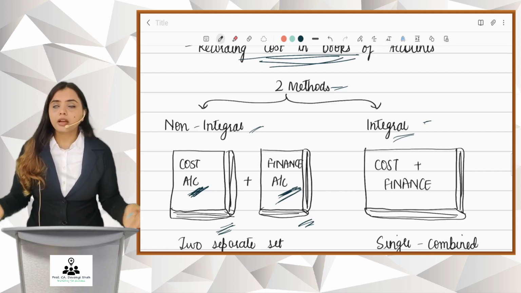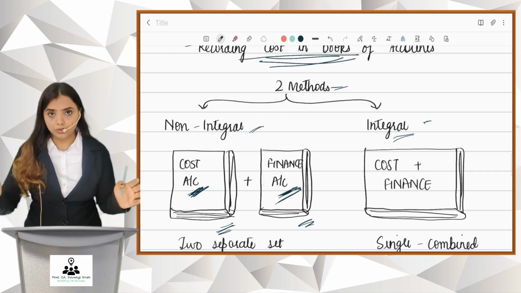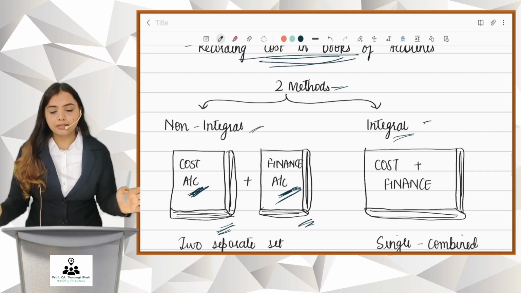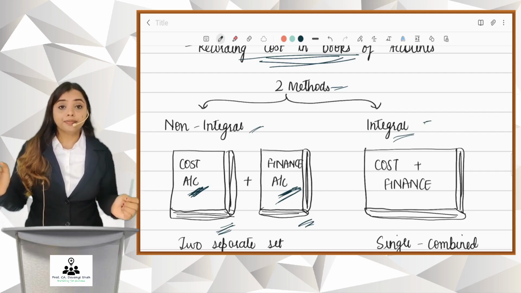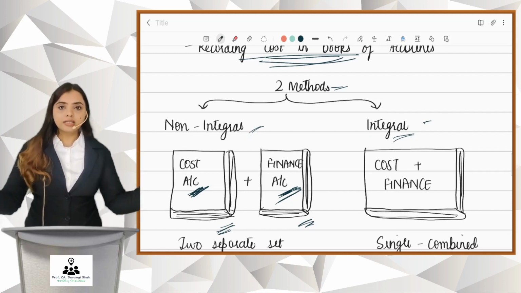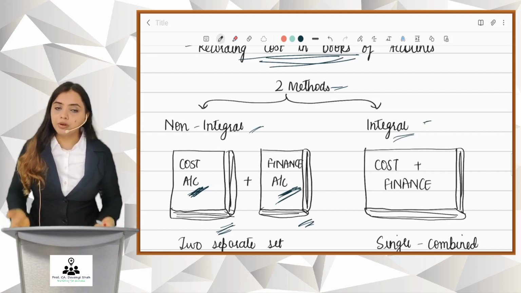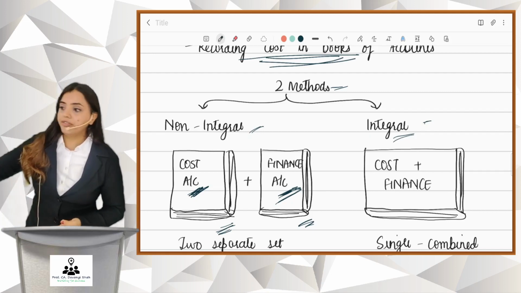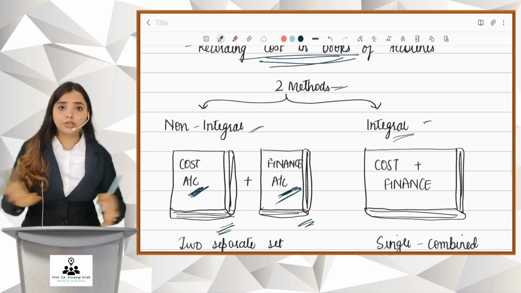Got it? But what happens when the company keeps these two separate sets of books of accounts? There is double the cost, and there is always duplication of work because records are separate, but business is one. So transactions will be the same: sales will be recorded in financial accounts, and the same sales will be recorded in cost accounts. So there is duplication of work.